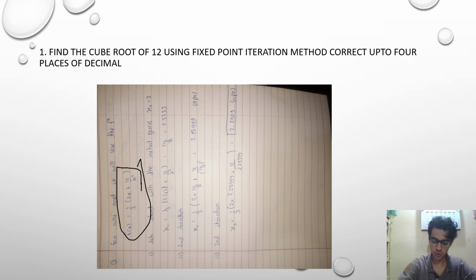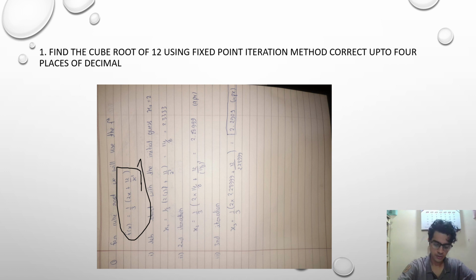Then x1 = 1/3 (2 × 2 + 12/2²), which is 14/6, equal to 2.3333. Now for the second iteration, x2 = 1/3 (2 × 14/6 + 12/(14/6)²), which after solving you will get the answer 2.28999.